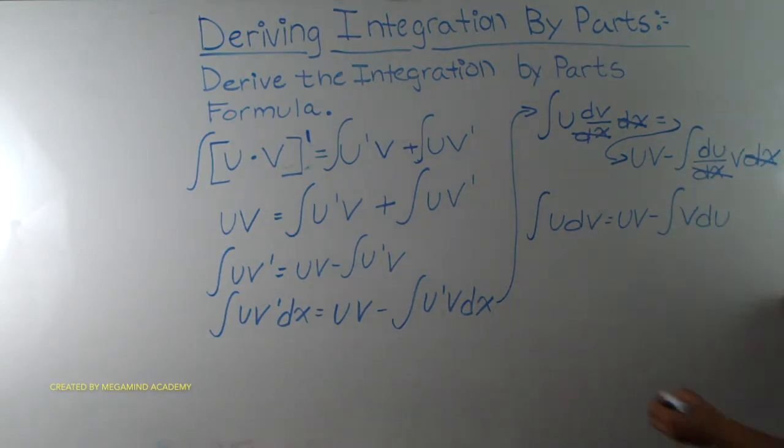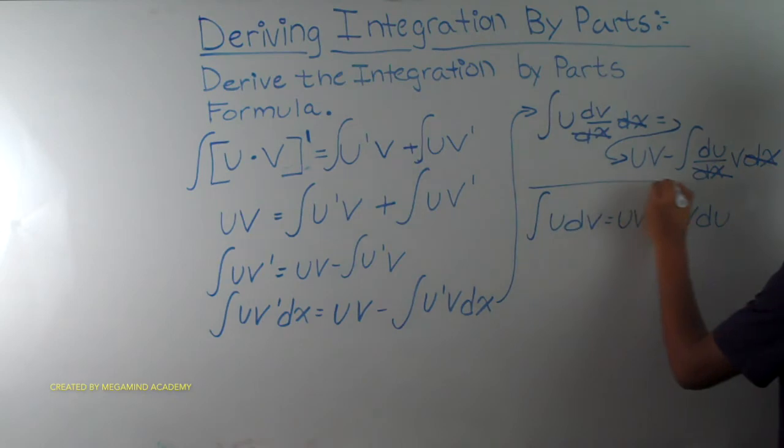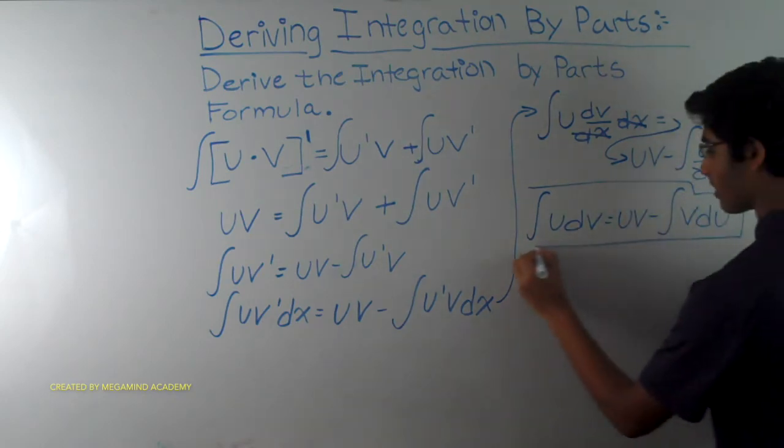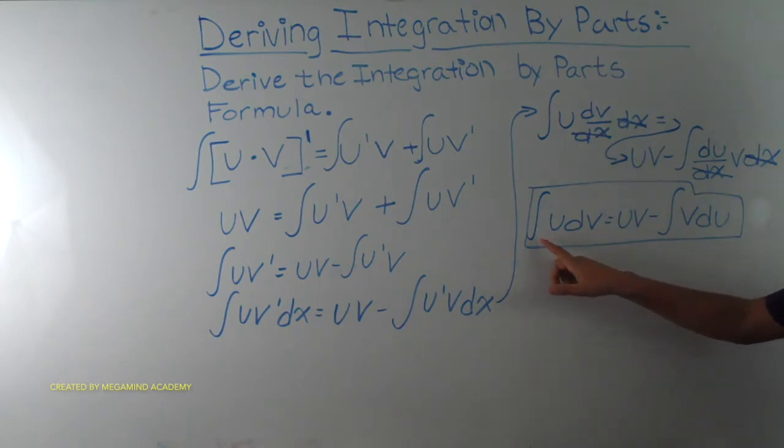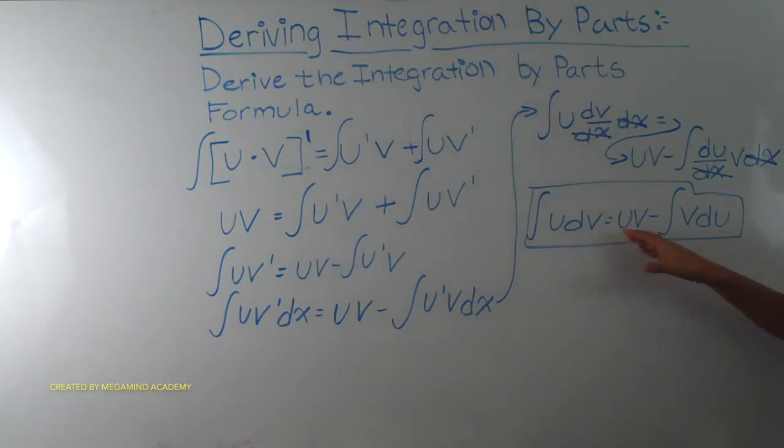So this is the common formula that we know for integration by parts. It says the indefinite integral of u times dv, or u dv, is equal to uv minus the indefinite integral of v du.